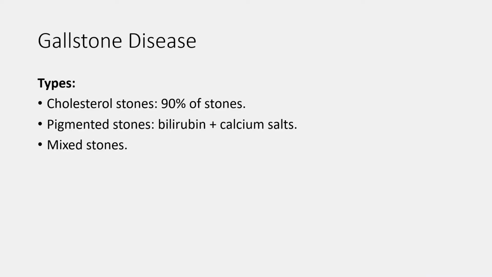Let's start talking about the important details of these topics, and let's start with gallstone disease. Firstly, you should know the types of gallstones. Gallstones can be cholesterol stones, pigmented stones, or mixed stones. Cholesterol stones represent the most common type, approximately 90% of stones. Pigmented stones are dark-colored stones made up of bilirubin and calcium salts. Mixed stones are a combination of cholesterol and pigment stones.